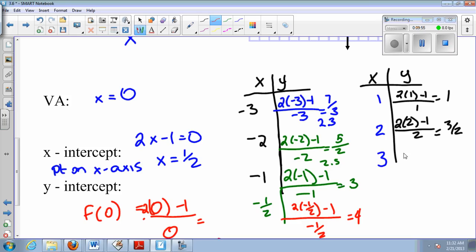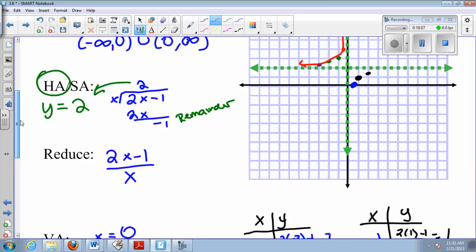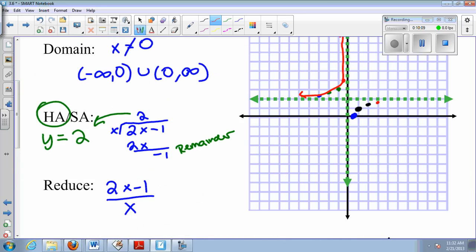3 will go 2 times 3, 6 minus 1, 5 over 3, which gives us 5/3. Not quite 2. And we connect the dots as such, getting close to the asymptotes but never hitting.